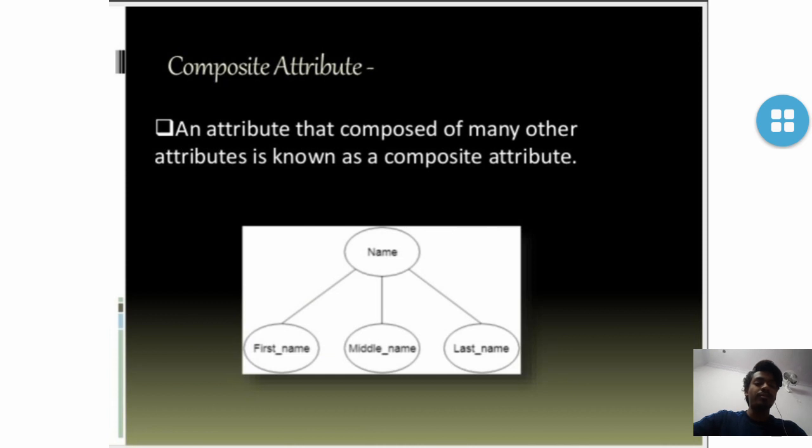Composite attribute. An attribute that is composed of many other attributes is known as a composite attribute. You can see the example: the name, in which comes first name, middle name, and last name.